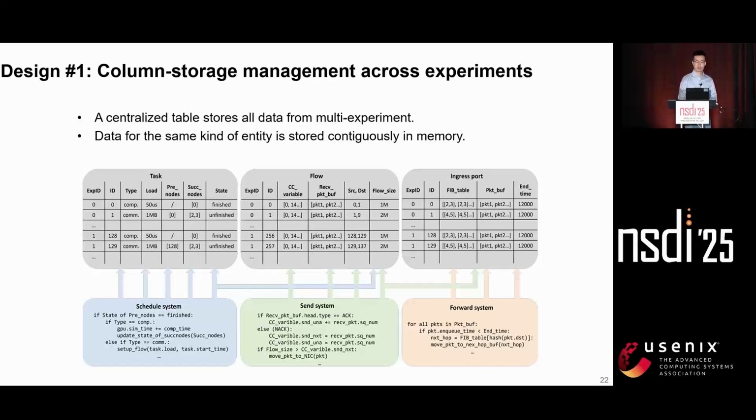As for column storage management across experiments, the data of multi-experiments is stored as a centralized table. And the data of one kind of same entities from different experiments is stored contiguously in memory.